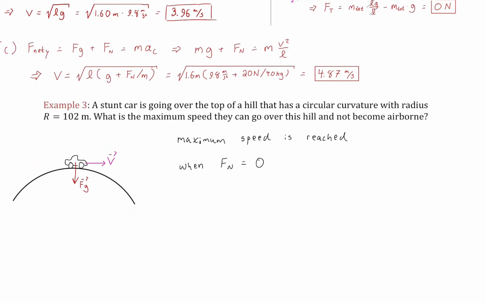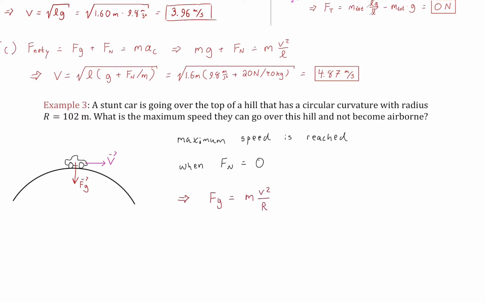All right, so the maximum speed is reached when the normal force equals 0. Here's kind of the same idea. We're having that moment of weightlessness, but here it's at the top of something. If they go any faster, then it won't be a moment of weightlessness. They'll actually become a projectile. And so we don't want that to happen. We want weightlessness without being airborne.